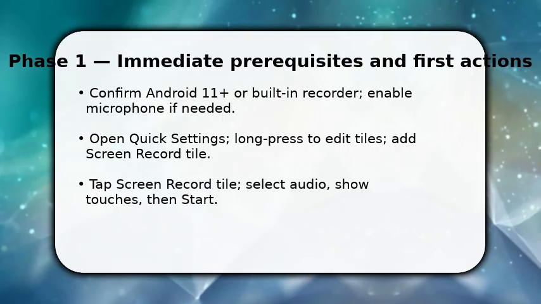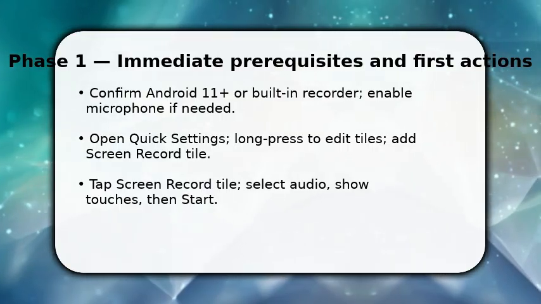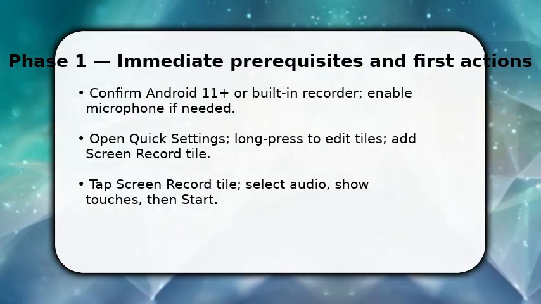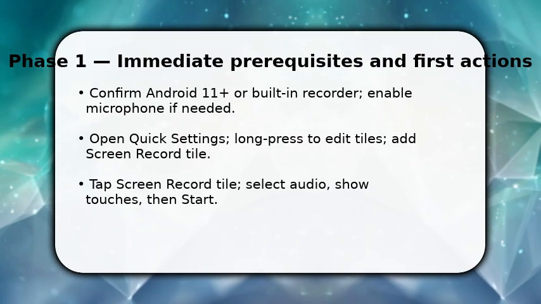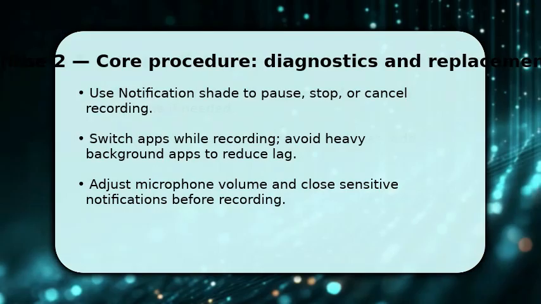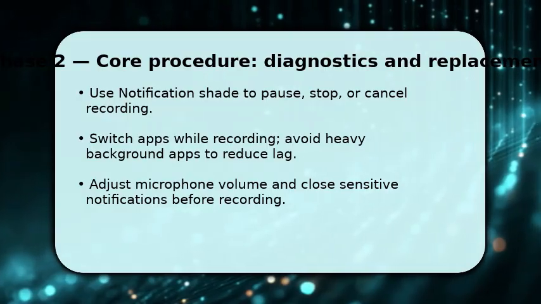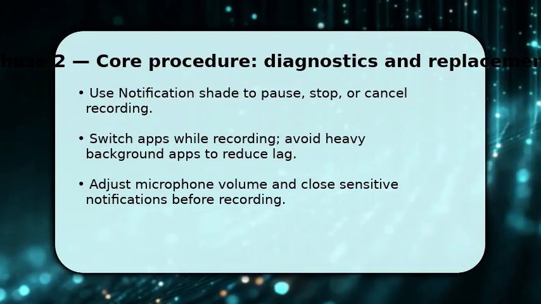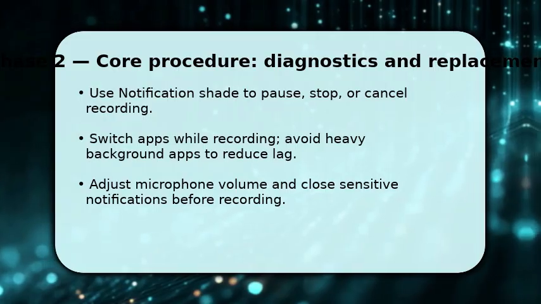Press Start. A short countdown begins, and recording will capture your screen and selected audio sources. Now that recording is running, control it from the notification shade. You can pause, resume, or stop without reopening the quick settings. While recording, you can switch apps and swipe through gestures.